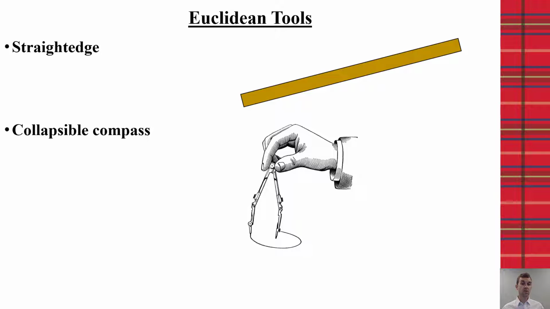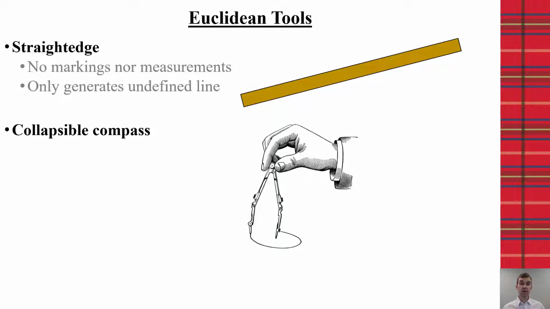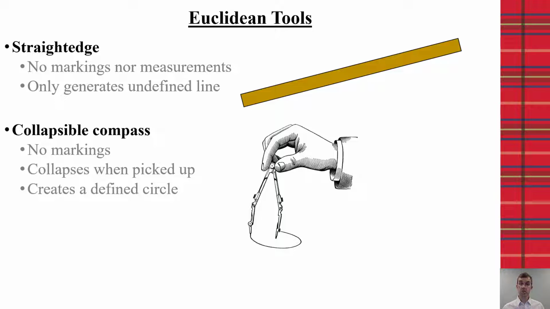Now, much of the work that was done at that time used what are called the Euclidean tools. With Euclidean tools, you have a straight edge and a collapsible compass. With the straight edge, there are no markings, so there are no measurements that can be constructed by actually marking the straight edge. This only generates an undefined line, and that is important for what we're about to talk about. The collapsible compass is one that also has no markings on it, and when you pick it up, it collapses on itself, unlike the modern compasses that we use now. It also will create a defined circle, though.